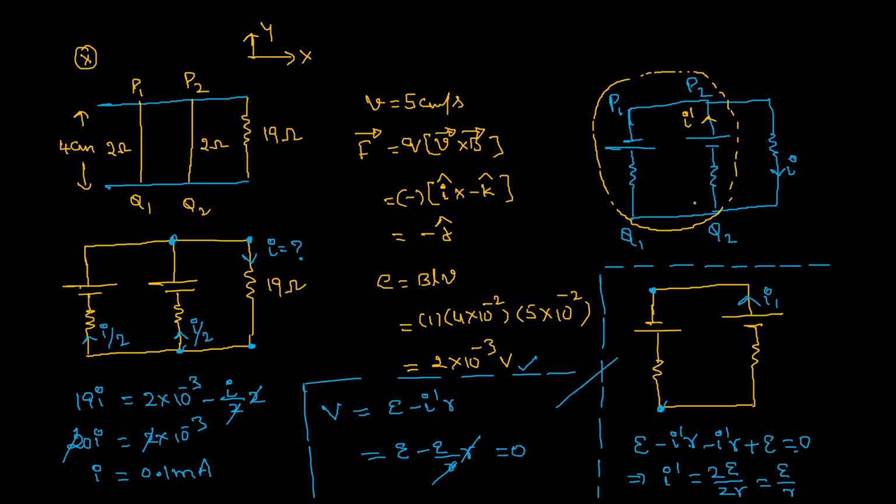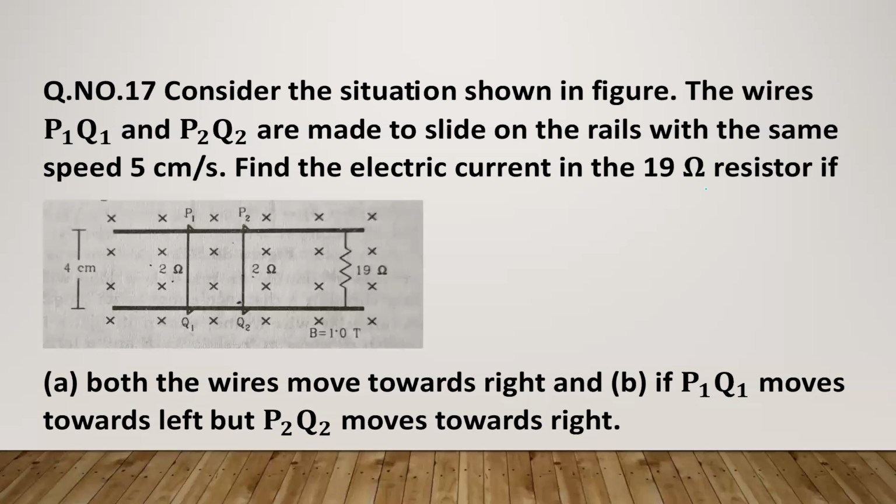That means across this combination effective EMF, how much? It is 0. That means across this there is no potential difference. That indicates a current equal to 0. So I hope you got the clarity. We are just focusing on writing the Kirchhoff second law. Let us see the next problem.